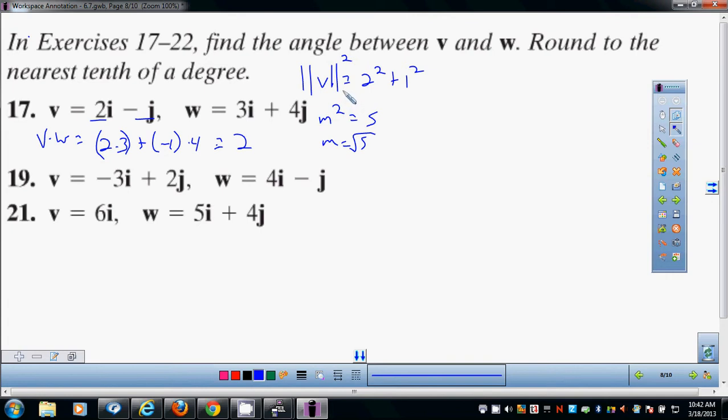Now for the magnitude of W, let's see, that'd be 3 squared plus 4 squared. And what's M? Straight up 5, that's right.